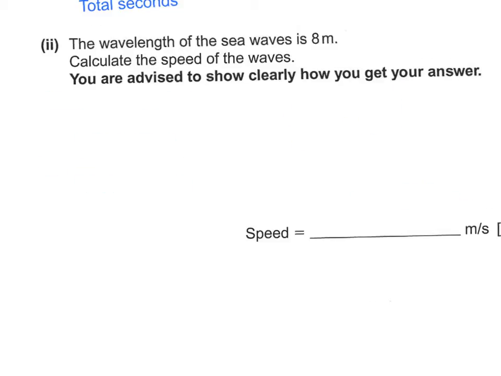Next part asks, the wavelength of the C waves is 8 meters. Calculate the speed of the waves. So this is just the wave equation in use. So V equals F lambda, 0.25 times 8, giving us 2 meters per second.